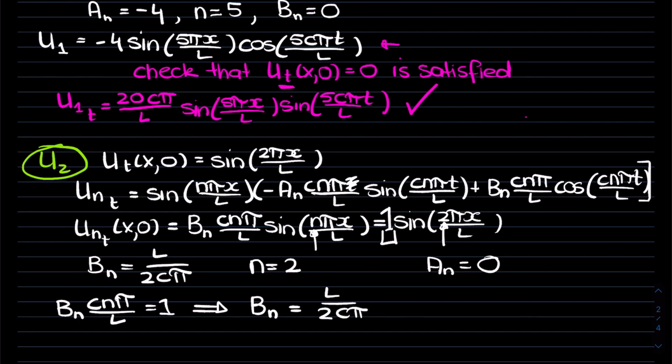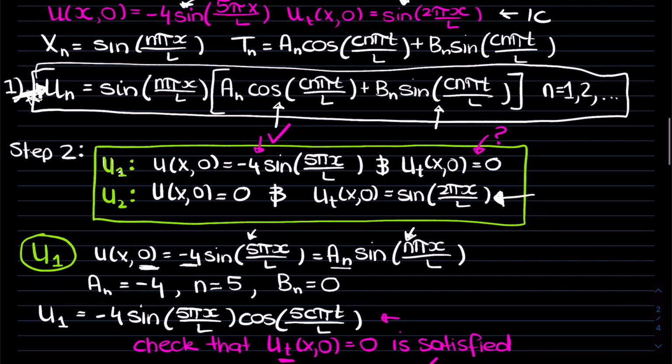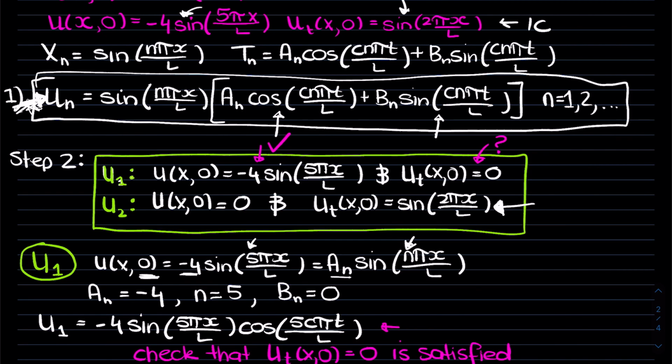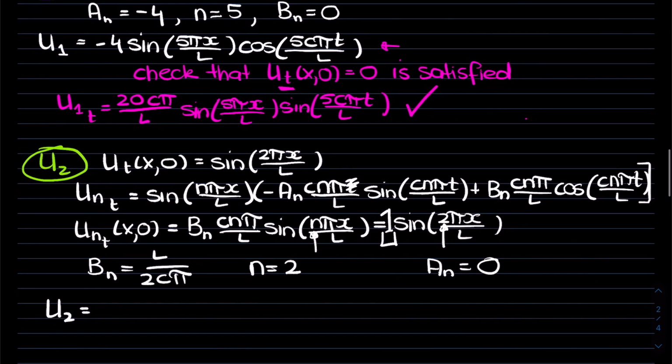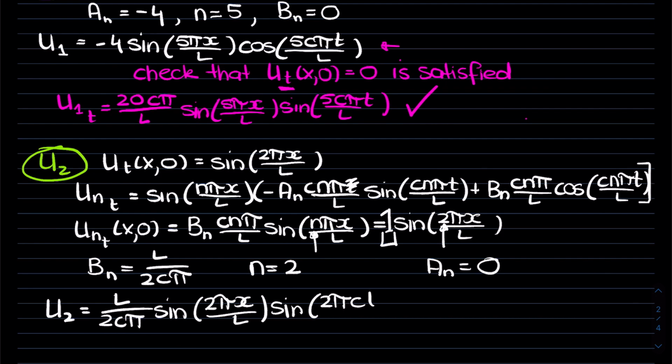Right, so now I'll just write this in up here, and then I'll delete this messiness here. Now we can write our u2, and that equals, so we're just using this u_n here and plugging in our n, a_n, and b_n, what we've just found. So that's going to equal L over 2c pi sine 2 pi x over L sine 2 pi c t over L.